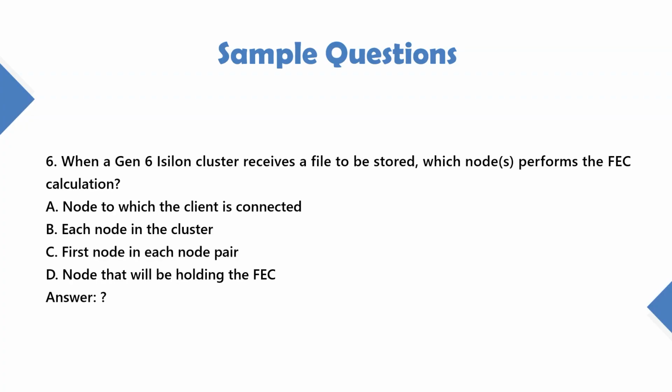6. When a Gen 6 Isilon cluster receives a file to be stored, which node performs the FEC calculation? A. Node to which the client is connected. B. Each node in the cluster. C. First node in each node pair. D. Node that will be holding the FEC.